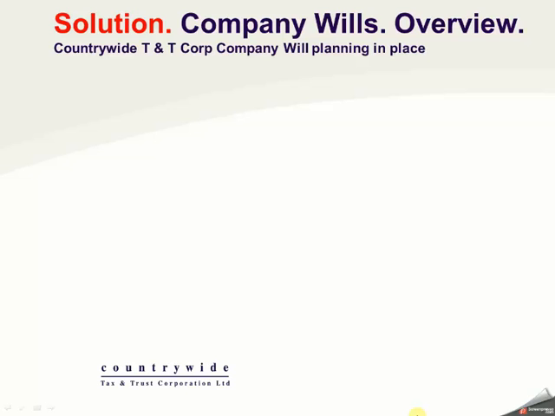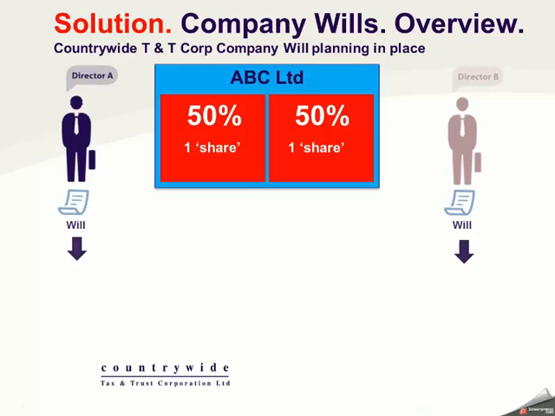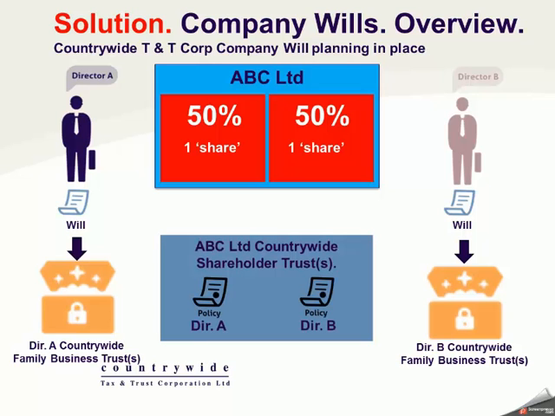Okay, so now let's look at the solution that Countrywide Tax and Trust Corporation would recommend. So we build the scene here. We've got, again, ABC Limited with the £1 shares of each director, their 50% share. Individually, they will have a will, and they will then also have all the appropriate trusts they need. Included within that, their will needs to have a business clause within it, directing those business assets to a further family business trust or trusts. And as you can see, both directors would have such planning. There is alternative webinar training slides that will explain that further.